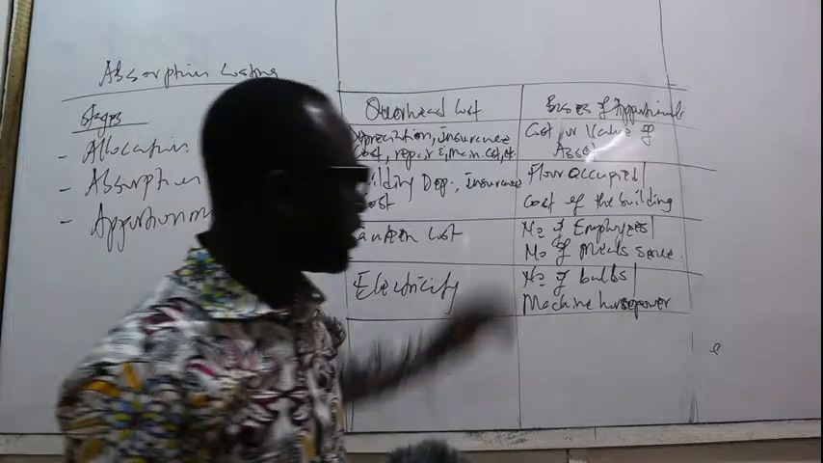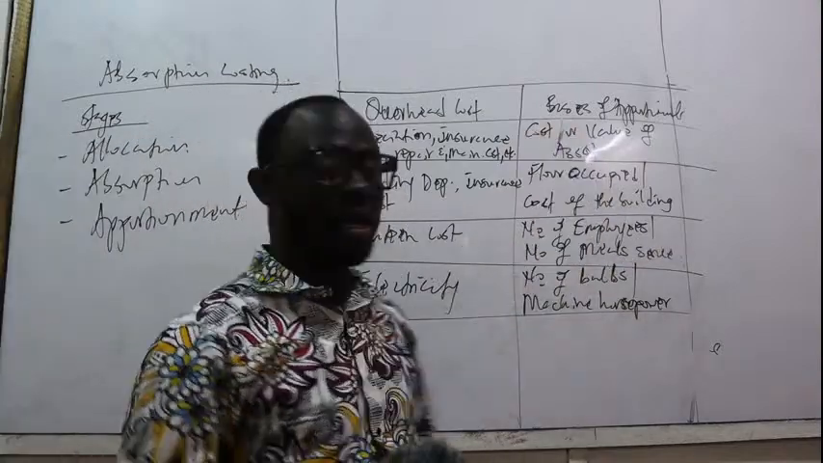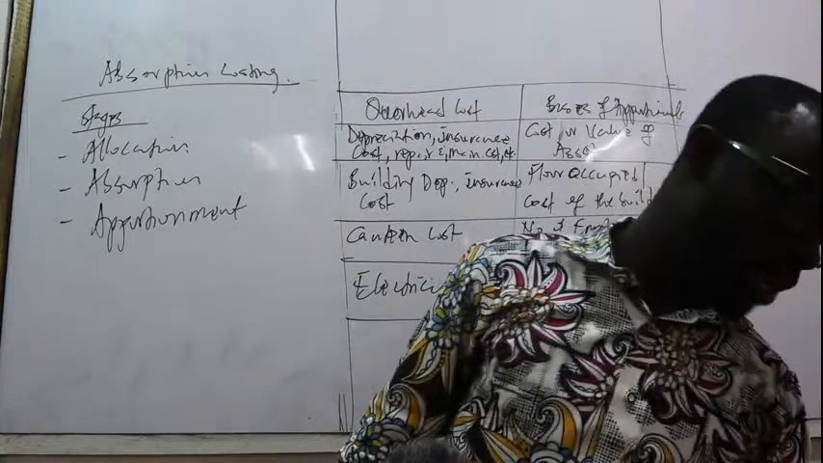So that is electricity: the number of bulbs, or we're looking at the machine horsepower of the equipment that we are using.